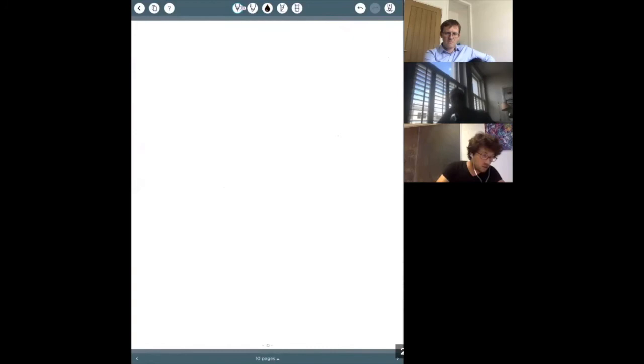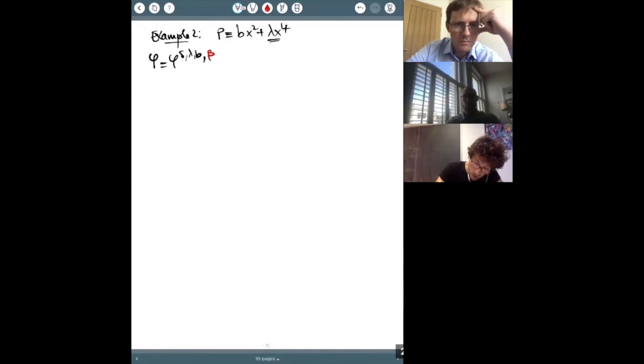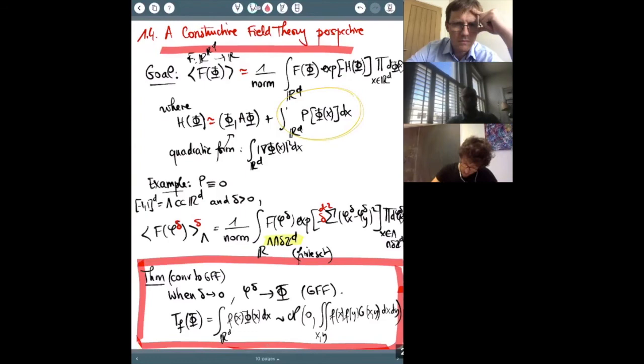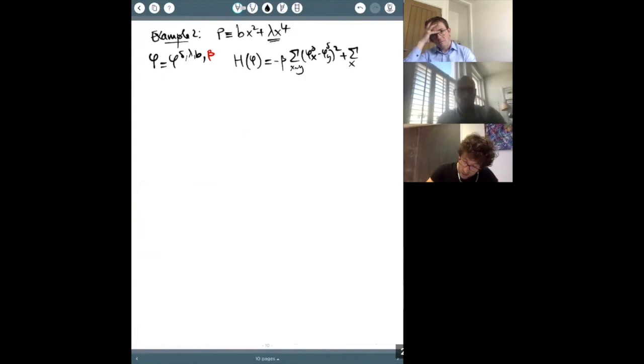So example two, what you could try to do is to define P to be b x squared plus lambda x to the four. If you only put b x squared, it's easy to see that you end up with a massive Gaussian free field. So I'm going to right away introduce lambda x to the four. And you can again define the phi, which would be phi of delta, lambda, b, and beta, exactly the same as before, but with, instead of the quadratic form in the exponential, h of phi, which would be minus beta sum of (phi_x minus phi_y) squared, exactly like before, but where you add a plus sum over x of b phi_x squared plus lambda phi_x to the four.